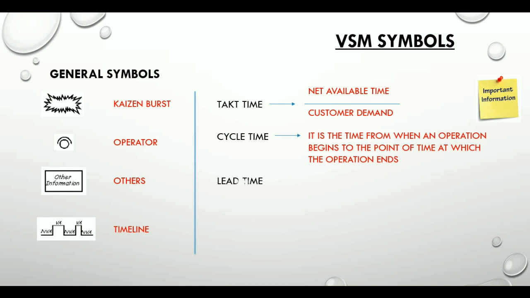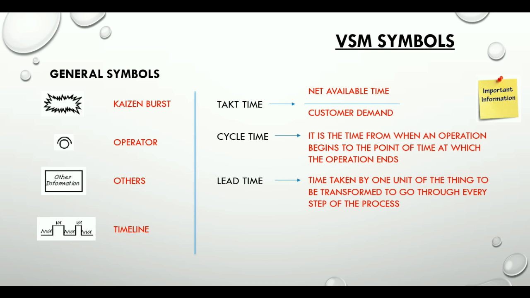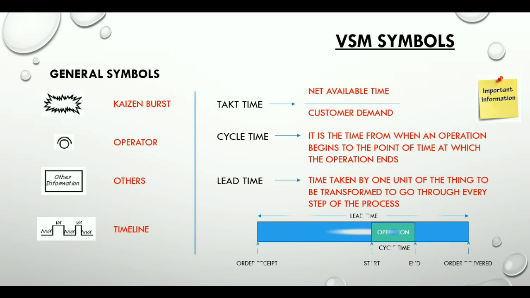Thirdly, we have the lead time. This is the time taken by one unit of the thing to be transformed to go through every step of the process. So if you look at the diagram below, the starting point is the order receipt point and the end point is order delivered. The time between the first and the last point, that is the beginning and the end of the task, is the lead time. During this period, if there is a specific task named operation, then the start and end time of this operation is the cycle time for this particular operation. So I hope this makes clear the difference between what a lead time is and what a cycle time is.